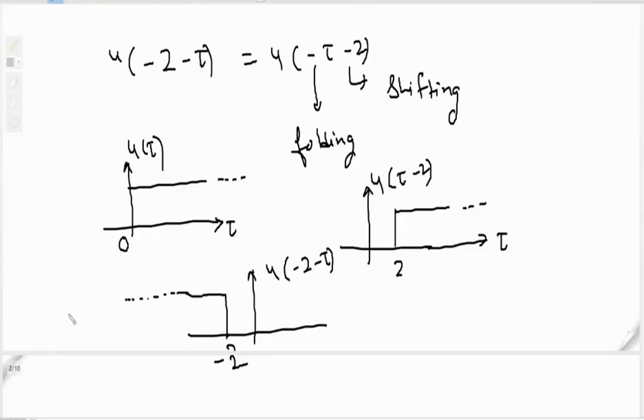Now why is it going towards negative side? Because I sketch the signal with respect to tau, and with tau I am doing the folding. Why is it going to the left hand side? Because of folding. Okay. So what is your observation between this u of 2 minus tau and u of minus 2 minus tau? Between these two signals, what is your observation? If you can understand this observation, then easily you can understand the convolution integral.